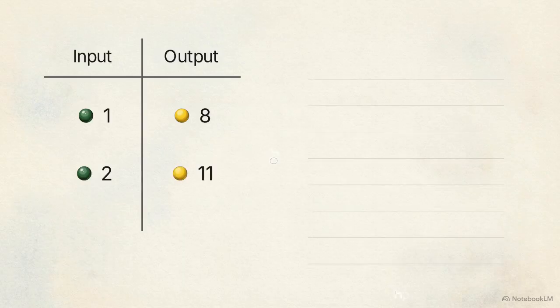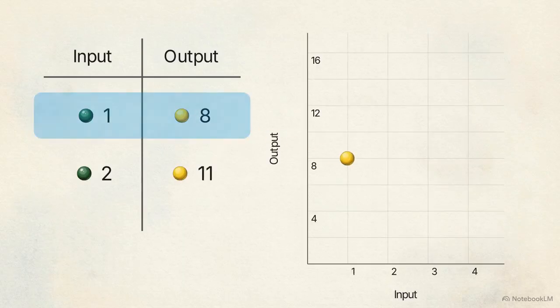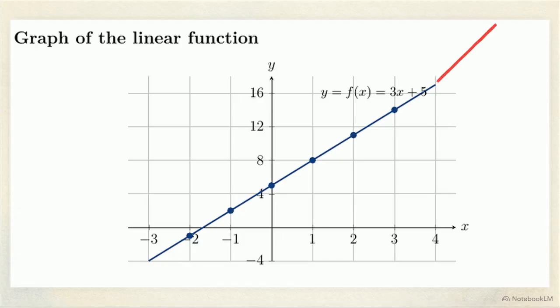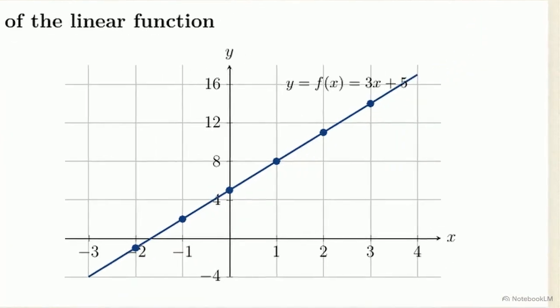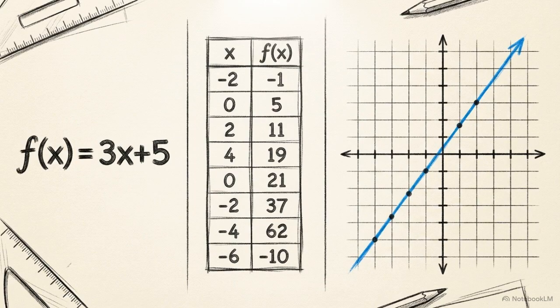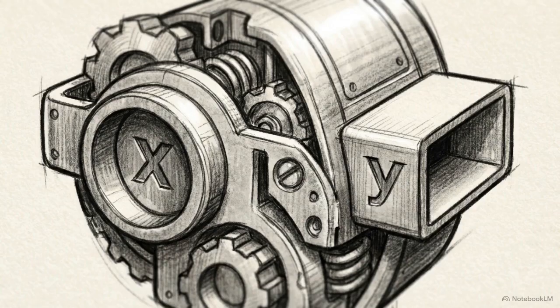We mark that list of pairs as dots on a flat grid, revealing a clear visual path. This graph shows all those individual dots connected together by a straight blue line. Every single point on that line represents an input and an output following our exact rule. The written rule, the list of numbers, and the straight line on the graph all tell the exact same story. They are simply different ways to document our machine at work.